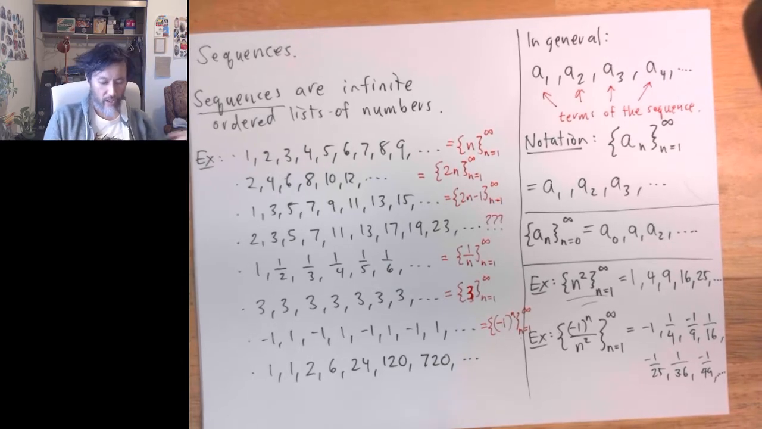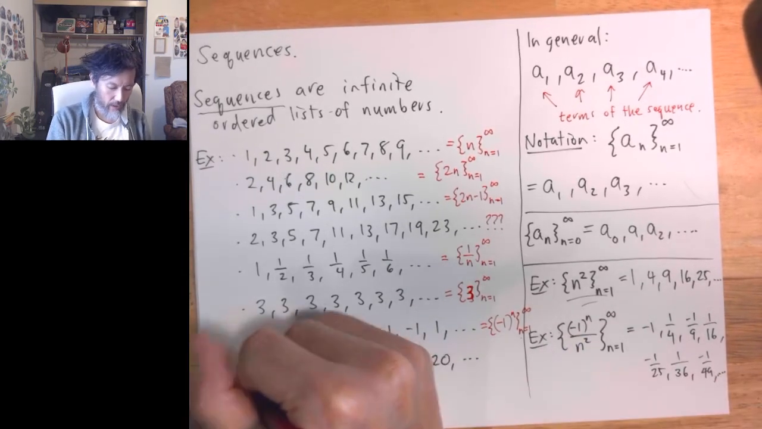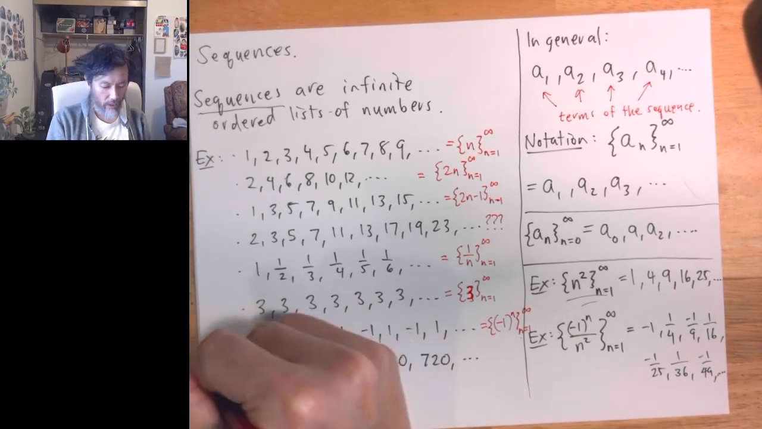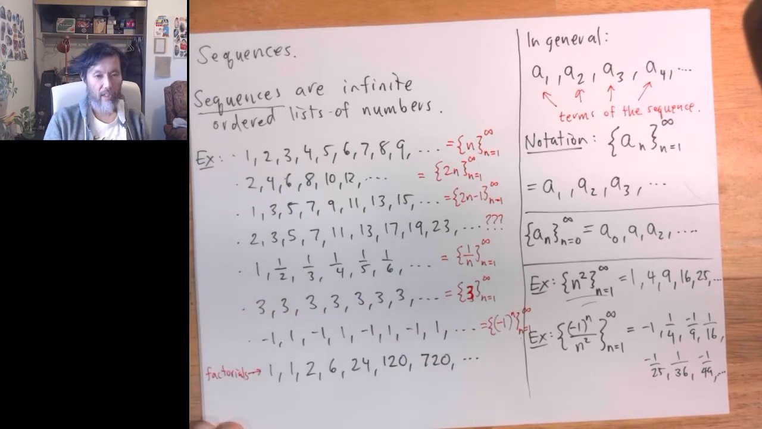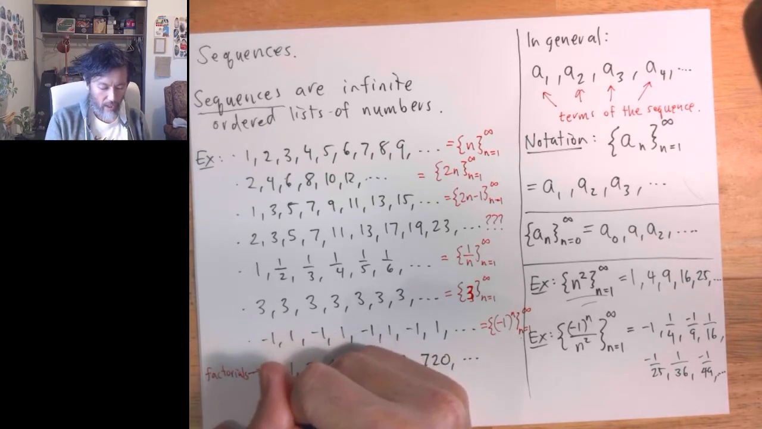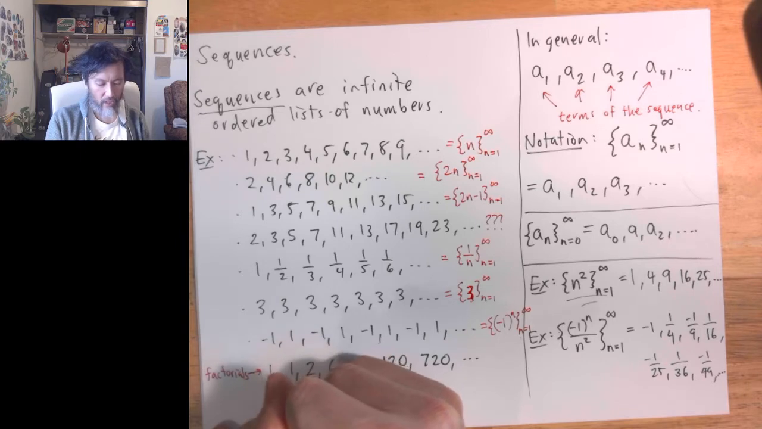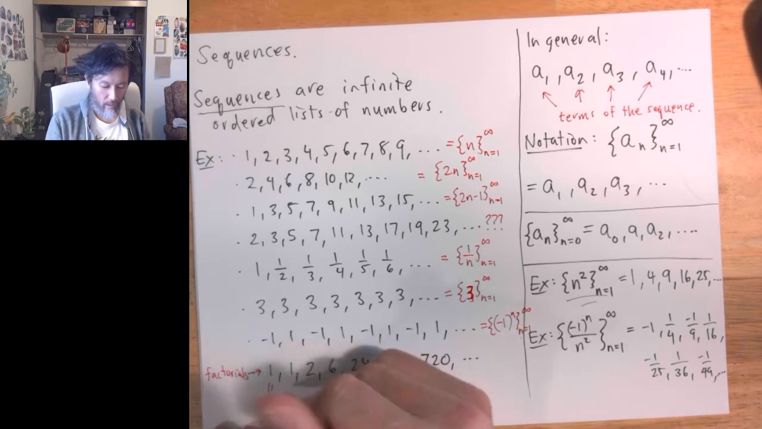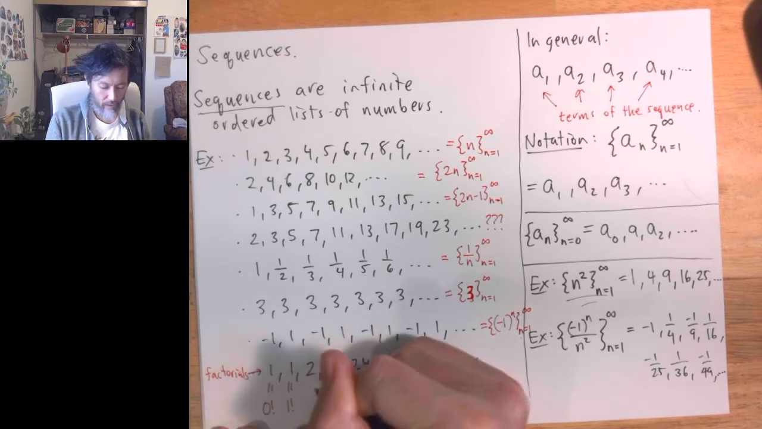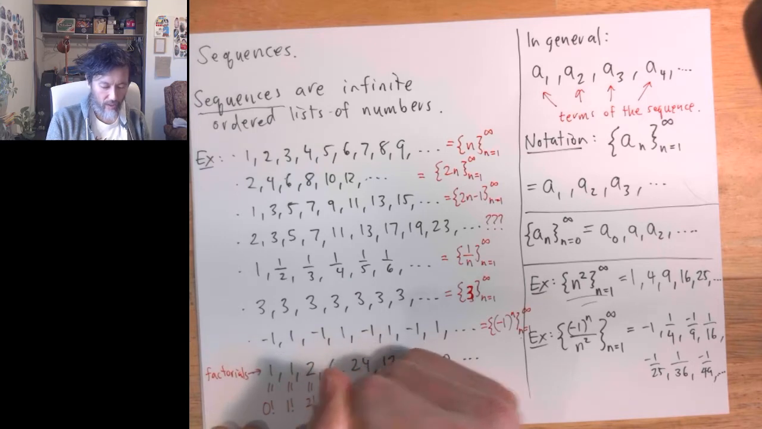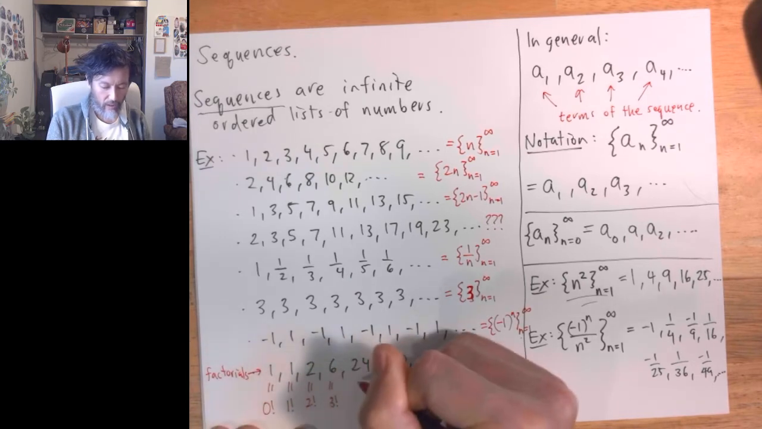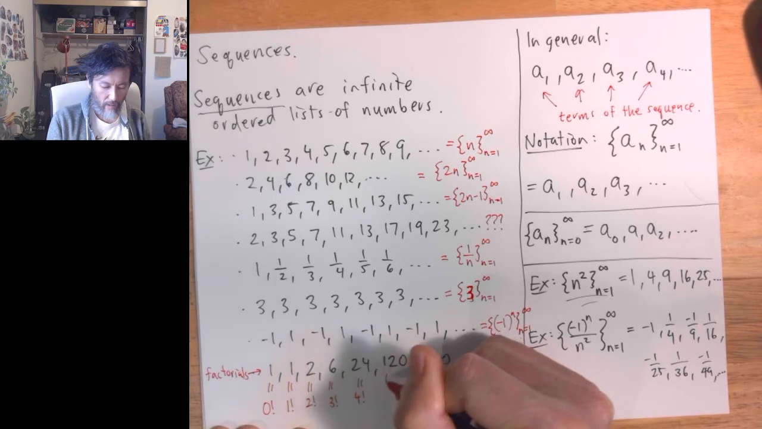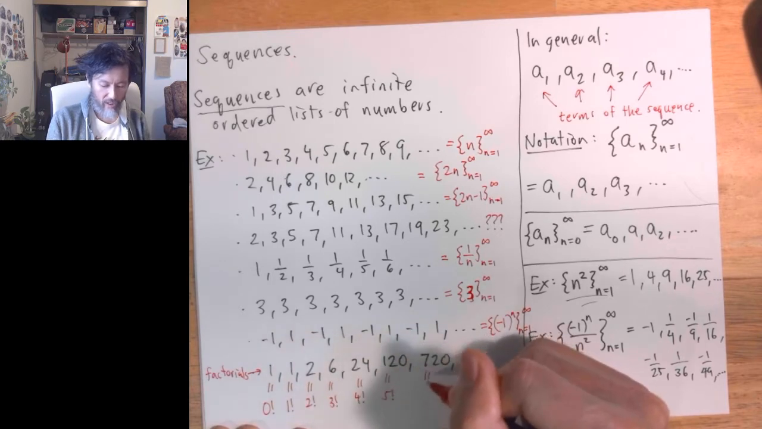Well, so this sequence is very special. It has a special name. These are called factorials. Okay, and the notation is an exclamation point. So let me be clear. This number here is the same thing as 0 factorial. This number here is 1 factorial. This number here is 2 factorial. This is 3 factorial. This is 4 factorial. This is 5 factorial. And this is 6 factorial.